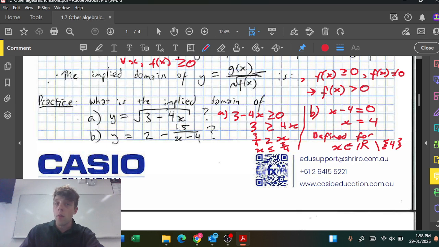So the way you read this is x is an element of all real numbers. So x is allowed to be any number except for the element of 4. So x just can't be 4, it can be anything else. And that's the implied domain or the maximal domain over which the function is defined.